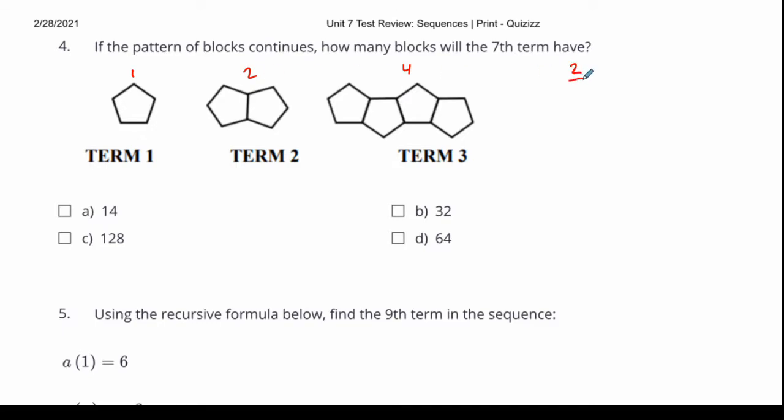However, 2 divided by 1 is 2. 4 divided by 2 is 2. So that says, hey, I'm multiplying here. Okay, I'm multiplying by 2 every time.